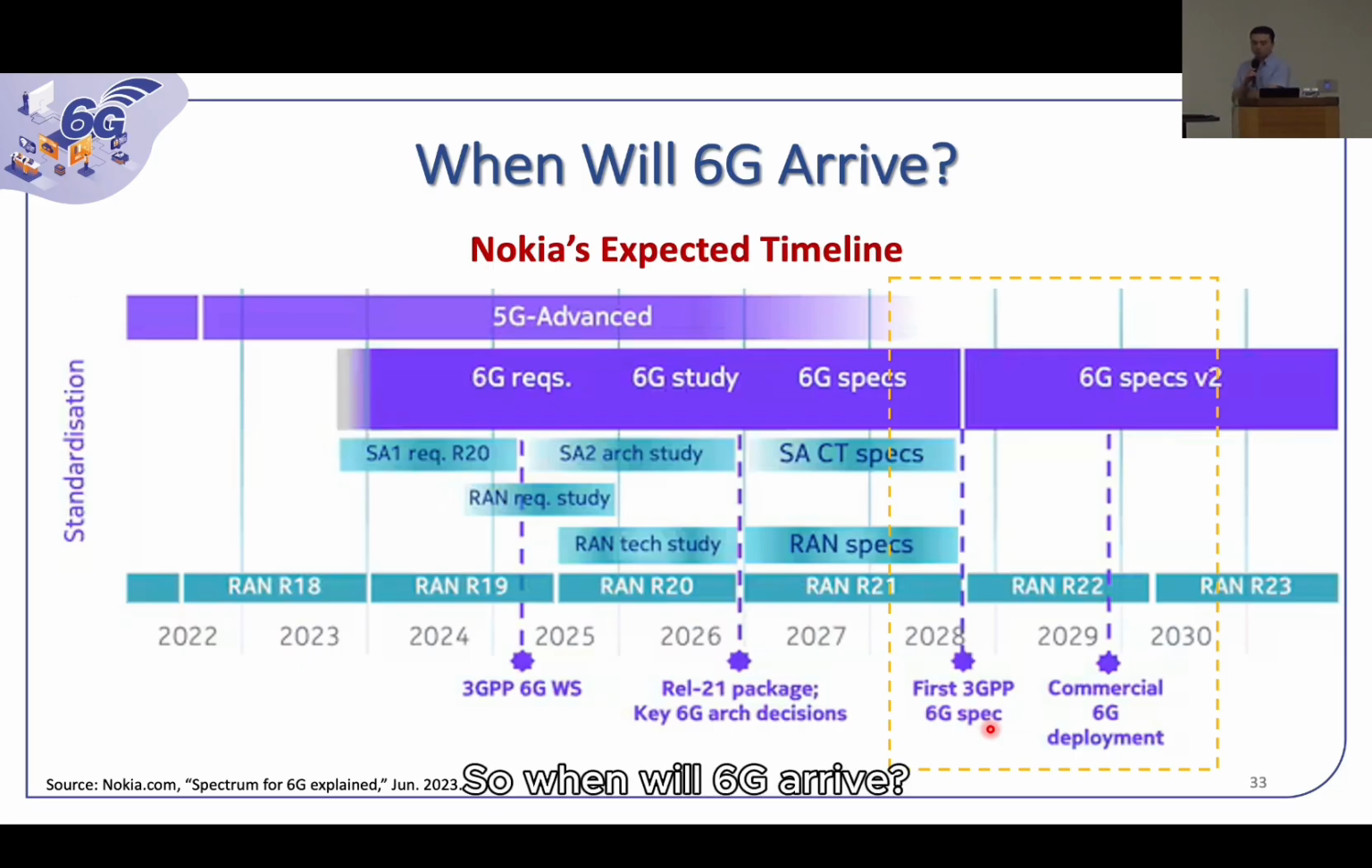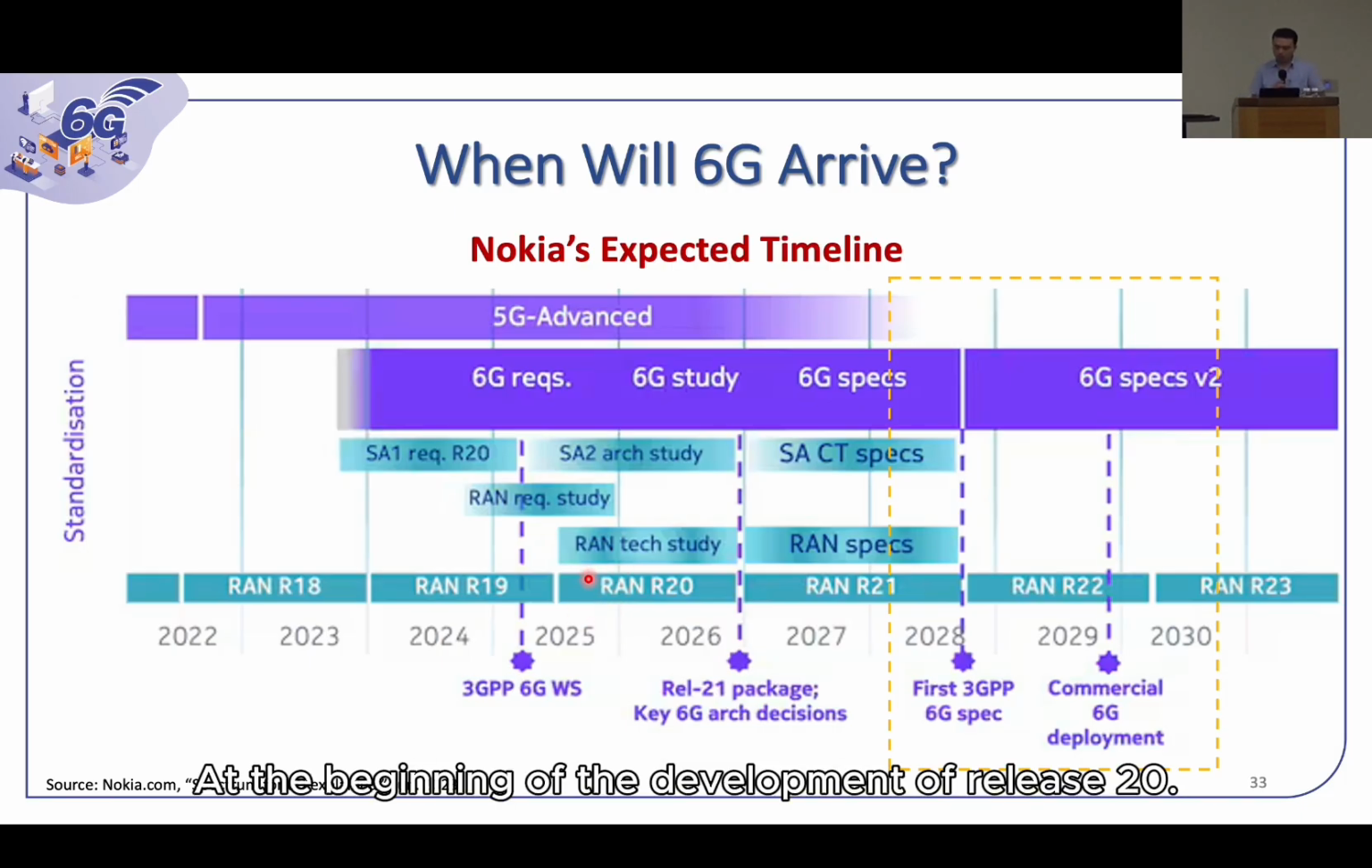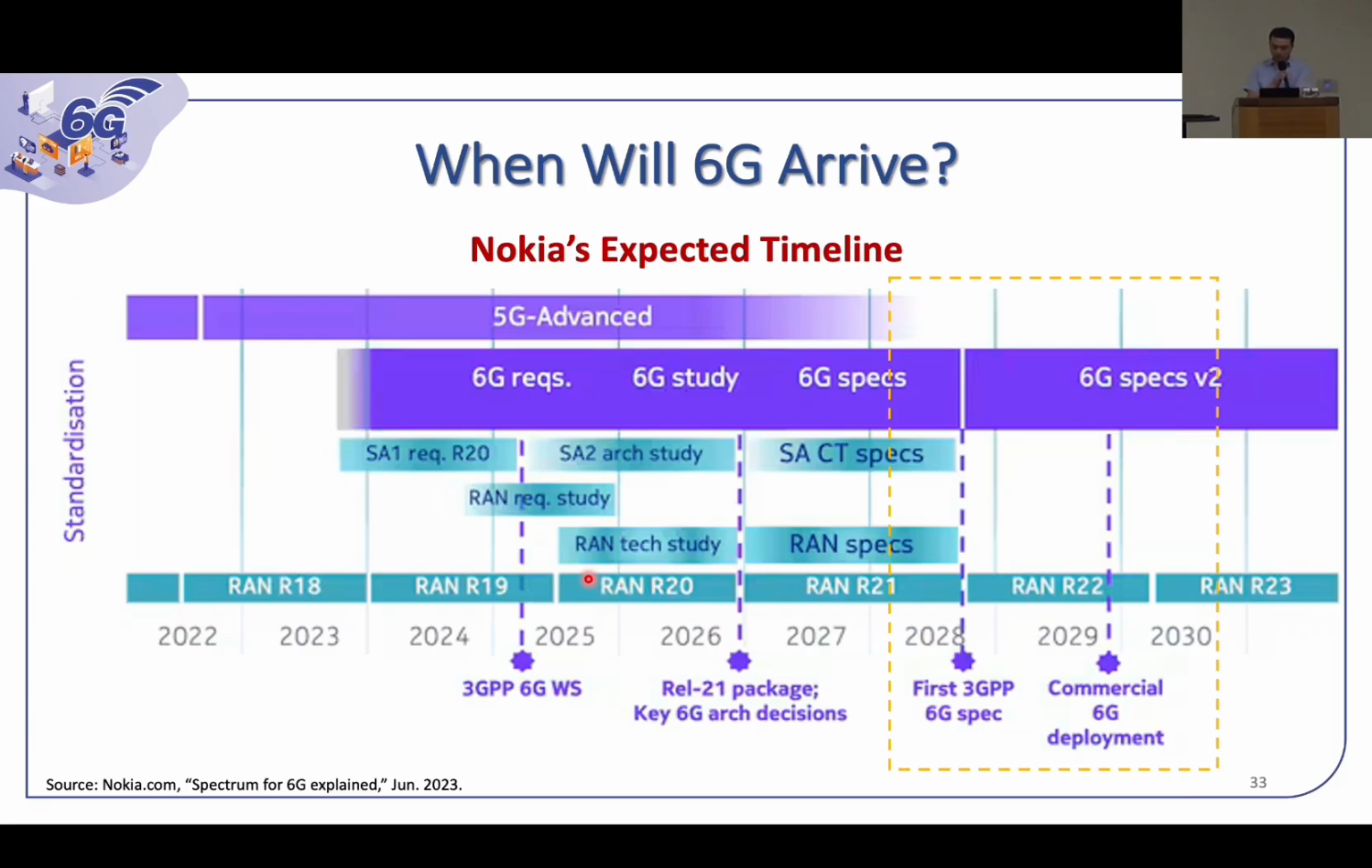Okay, so when will 6G arrive? Here is Nokia's expected timeline. Just to give you a sense of where we currently are in the evolution from 5G to 6G. Nowadays, I think we are at this point. So we should be here, at the beginning of the development of Release 20.